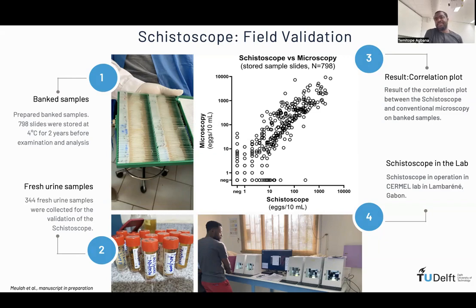We were blinded to this result and went back to the field, as you can see in number 4, where Mehula Breeze was actually testing the devices. The results of the cystoscope and the microscopy were compared, and there is a correlation plot in number 3 above. You can look at this correlation plot, with the microscopy on the y-axis and the cystoscope on the x-axis, and you can see quite an impressive correlation, and we're very happy with this result.